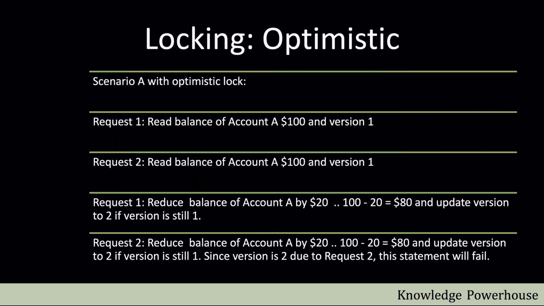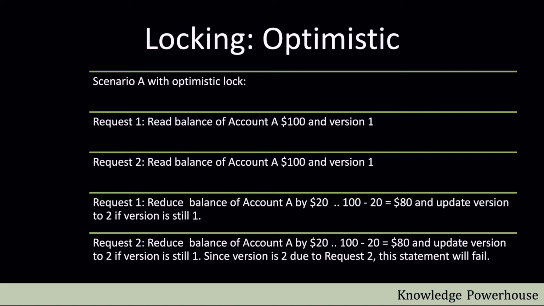So let's understand with the modified scenario. Scenario A with optimistic lock. We got the first request, it read account A with $100 balance, version 1. The second request also read the balance of account A as $100 in version 1. Now the first request reduces the balance of account A by $20 and updates the version to 2 if the version is still 1. Request 1 finds that the version is still 1, so it is able to update it to 2, right? Now request 2 has the same logic: reduce the balance by $20 and update the version to 2 if it is still 1.